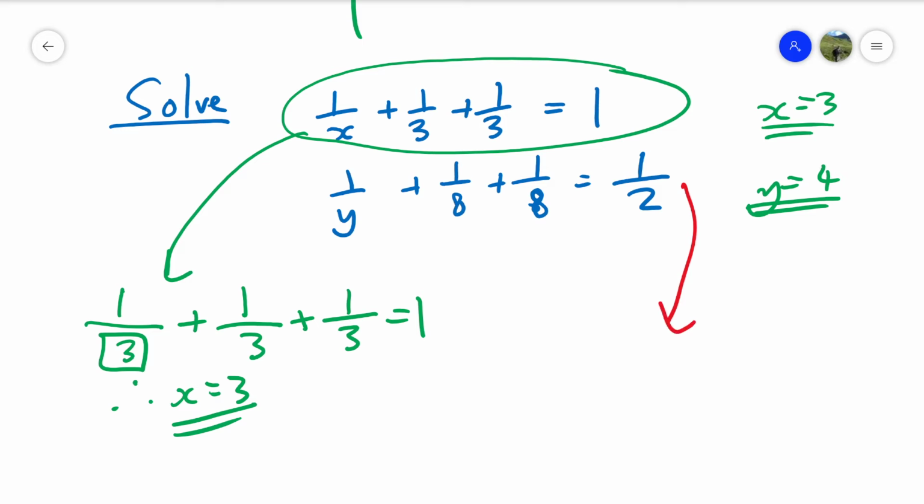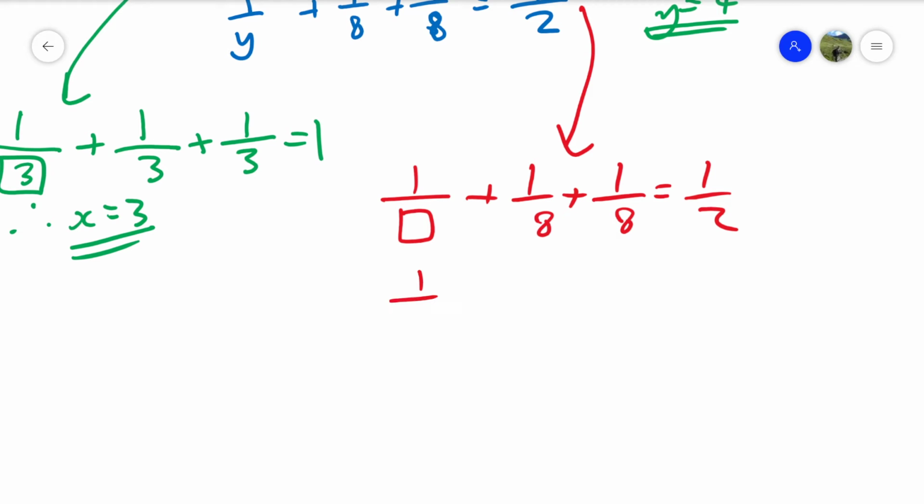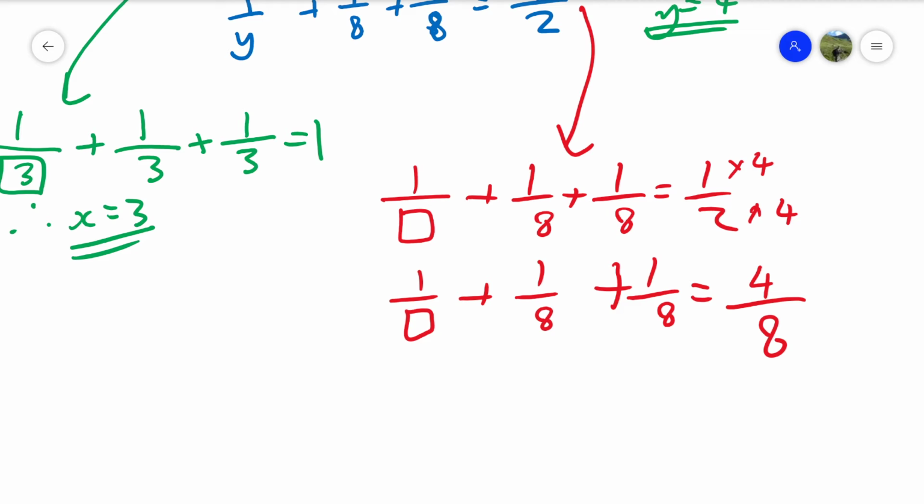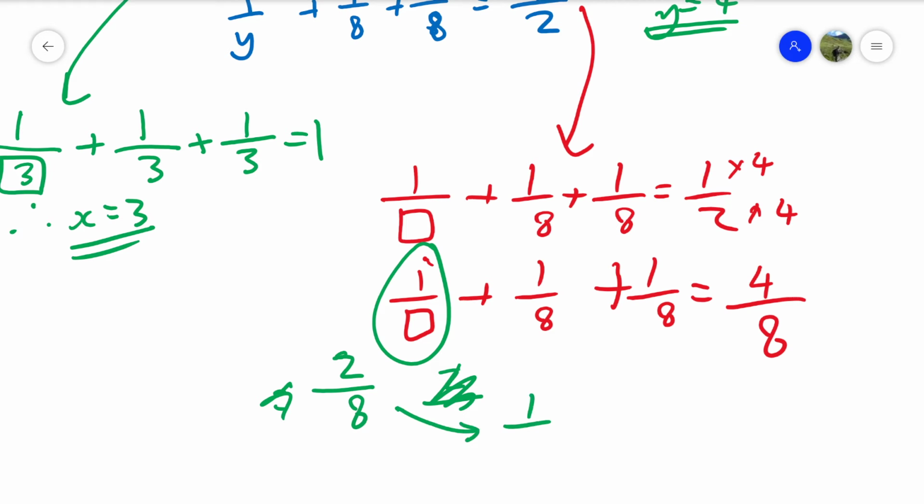What about this? 1 over something plus 1 over 8 plus 1 over 8 plus 1/2. I'm going to make it look the same. So that'll be 1 over something plus 1 over 8 plus 1 over 8 equals, times the top and bottom by 4, 4 over 8, which means, oh my goodness, this is pretty grim. Anyway, so that is going to be 2. That has to be equal to 2 over 8, which is 1 over 4. Therefore, y equals 1/4.